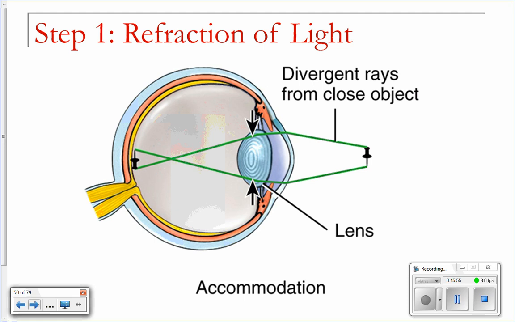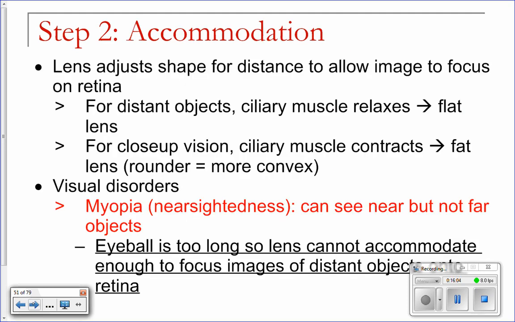Make sense? Okay. So this changing of the shape of the lens is called accommodation. Accommodation: the lens changes shape. Flat for things that are far away, round for things that are up close.